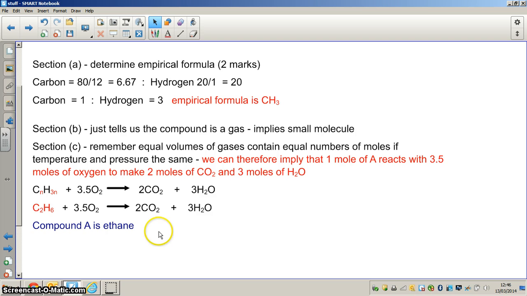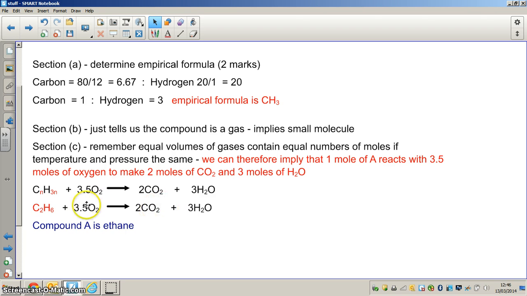And this is the final answer to our problem. We have an overall equation for the reaction now, involving compound A, which we now know is ethane, 1 mole, reacting with 3.5 moles of oxygen to make 2 moles of carbon dioxide and 3 moles of water.